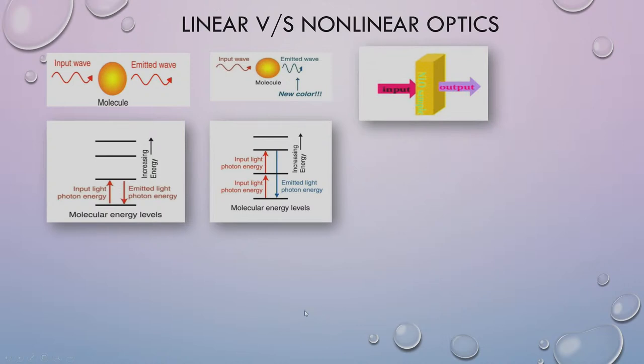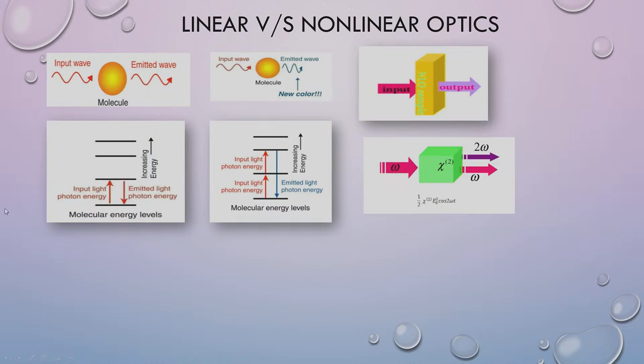So what does it do? If you shine some light on a linear optical material, the input light and the output light will be the same. The input frequency and the output frequency will not vary. Suppose you are using an NLO crystal or a glassy substrate which has NLO properties, there will be some change in the output frequency.